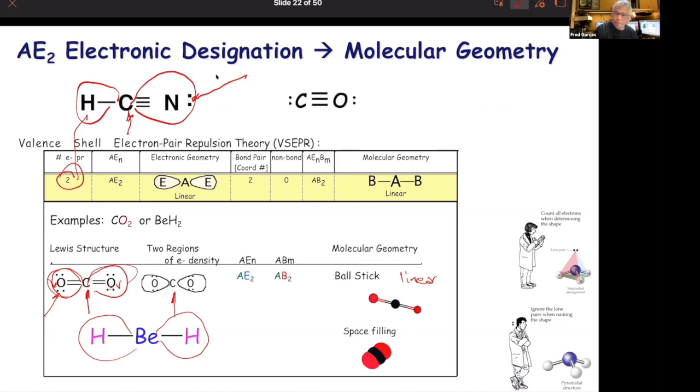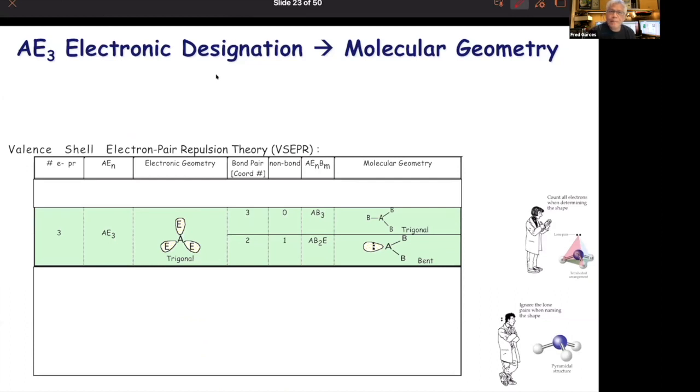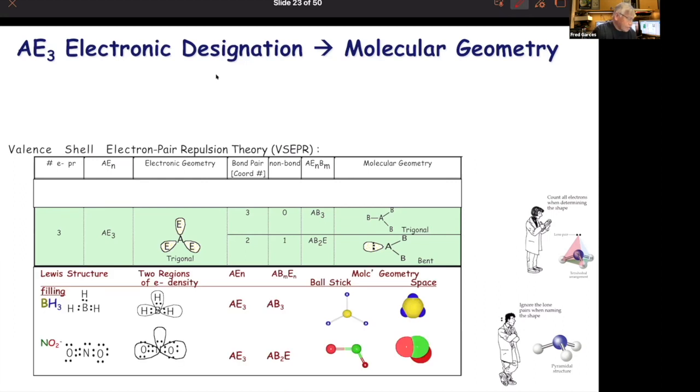So carbon monoxide is linear. NO minus is linear. There's only 2 atoms. Whenever you have 2 atoms, it's always linear. But when you have 3, then you have to see that indeed it's 2 regions of electron density. Let's take a look at a more complicated scenario. 3 regions of electron density. When you have 3 regions of electron density, like in BH3, again, 1, 2, 3, then we have a trigonal electronic geometry. Again, just use that chart.